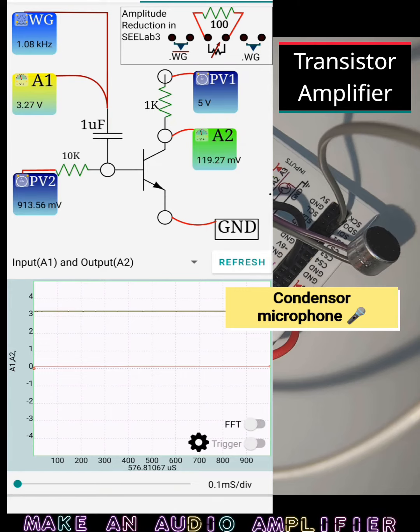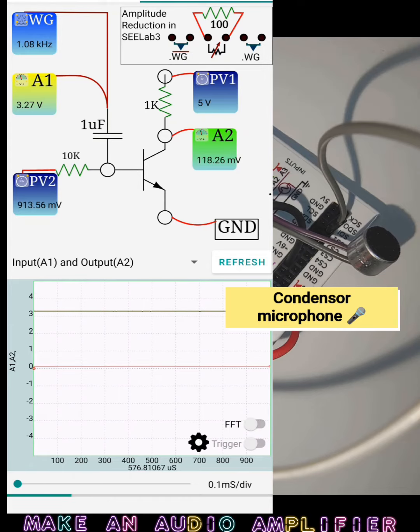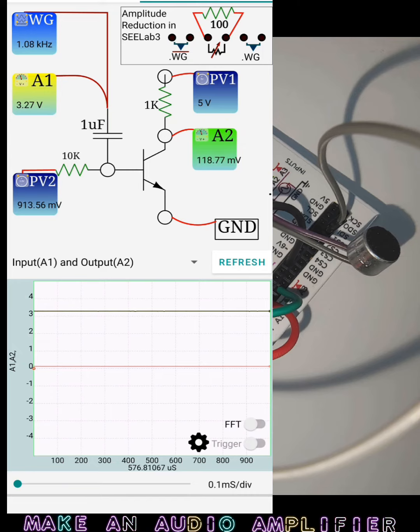So what I've essentially done is that instead of using the 1 microfarad and the sine wave generator, I've taken a condenser microphone, placed it in place of the 1 microfarad, and instead of connecting the wire to WG, I've connected it to CS1, which is a 3.3 volt source, which will be used as the bias for the mic. Now the signal from the mic is going to fall on the base.